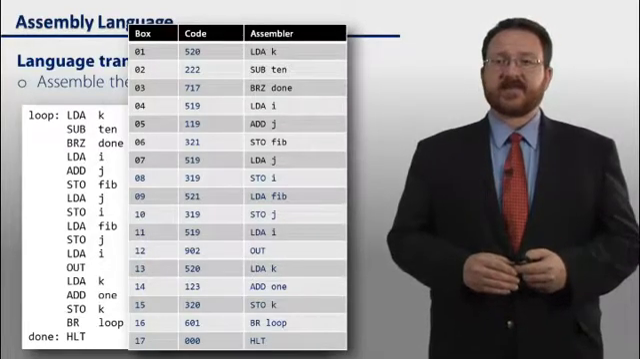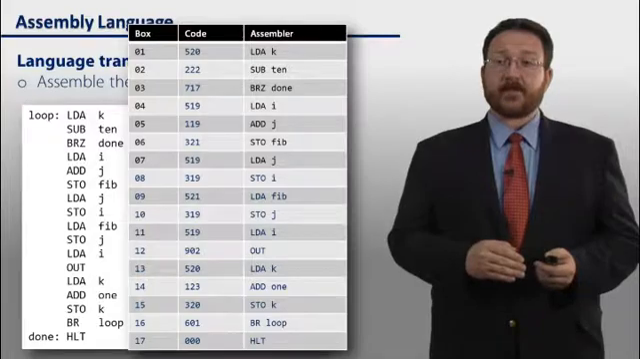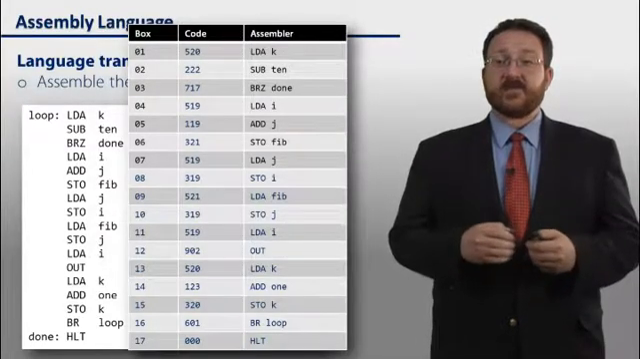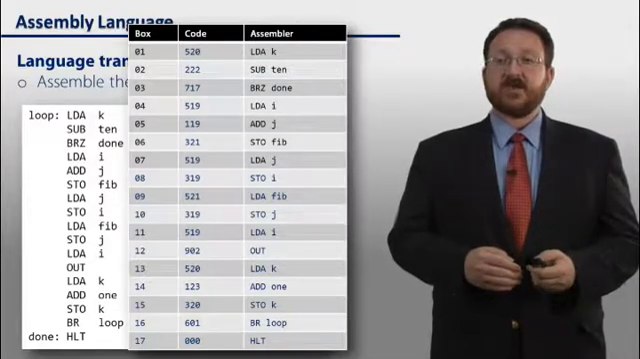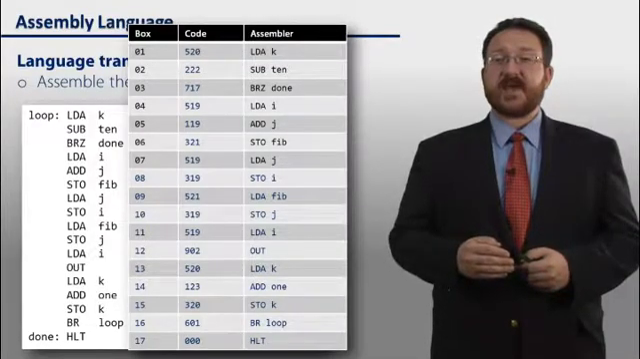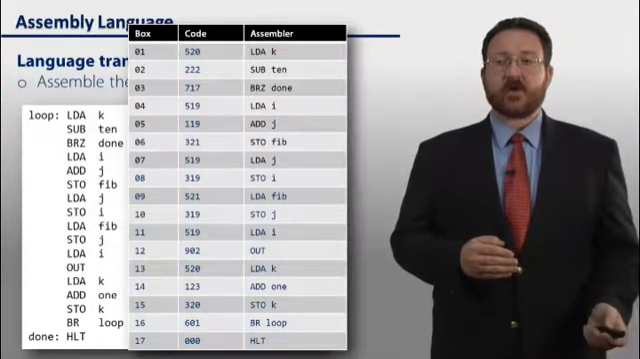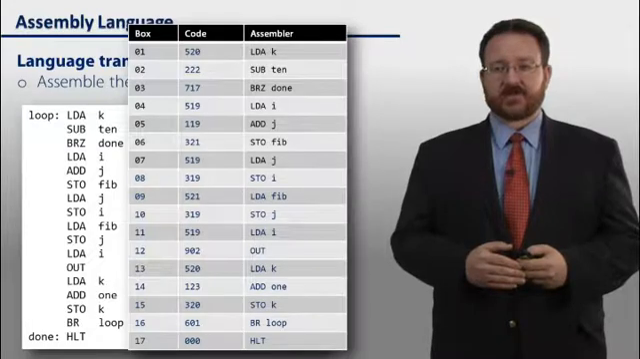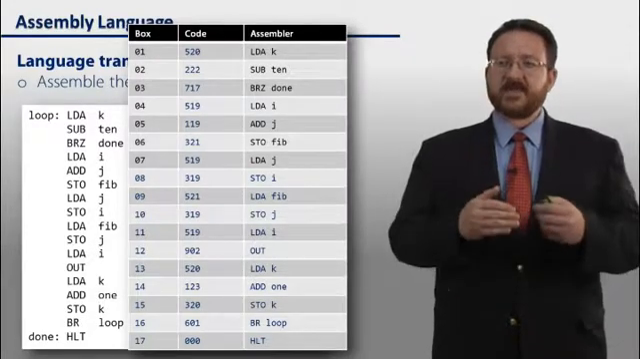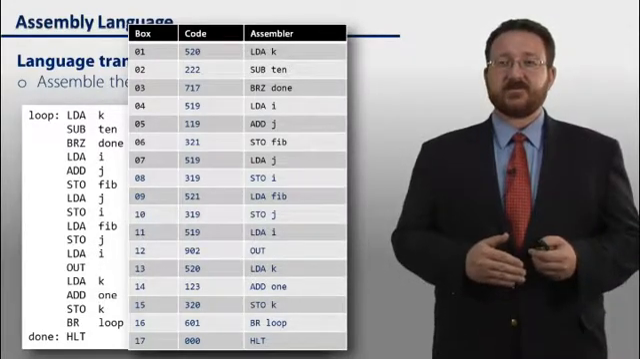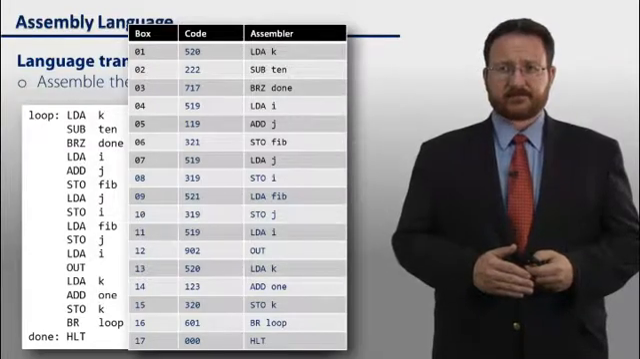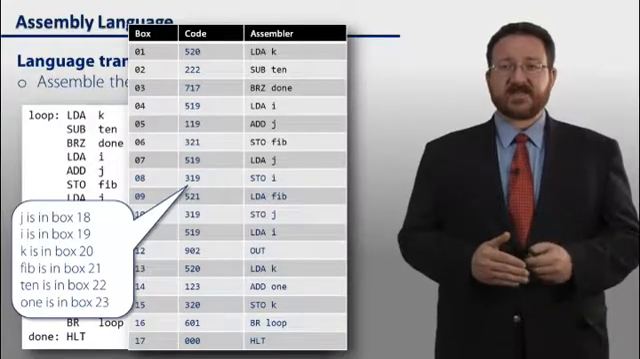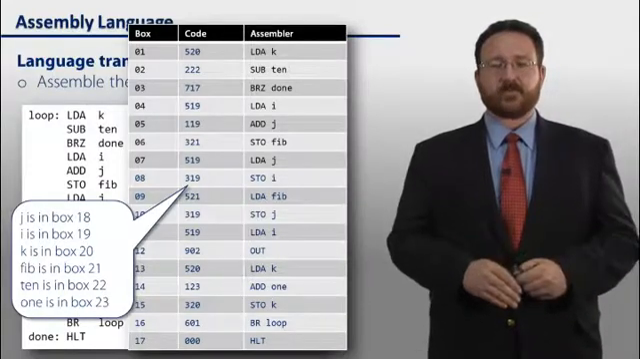Then we have a subtract 10. 2 is the subtract opcode, and 22 is the location of the number 10 in memory. We can then have a branch instruction, opcode 7, to done, which is at location 17, so we can see that all the way down here at the bottom. And at the 17 location, we have the halt instruction. And so on. We would hand assemble all of these things to get the machine code for the little man computer. Of course, we also have our data statements, so we have j in box 18, i in box 19, k in box 20, and so on.